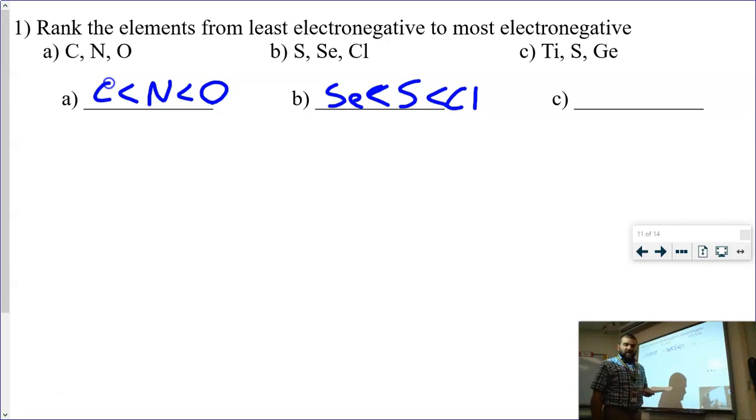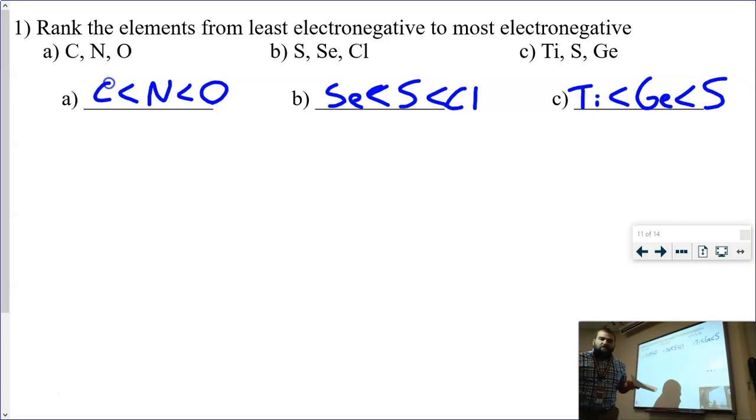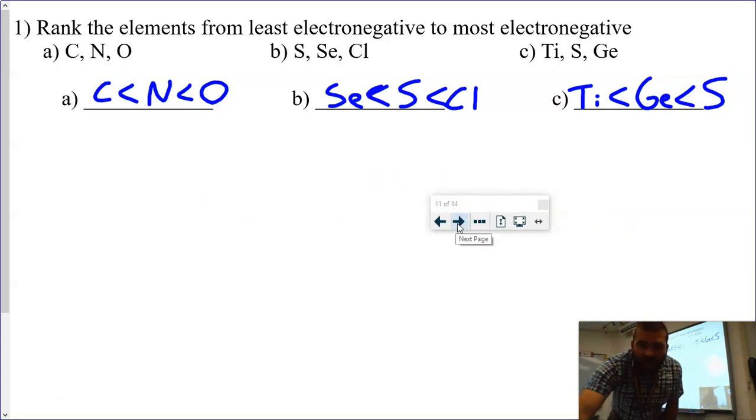Same kind of thinking, right? Which one of those is furthest down and left? Titanium. Which one of those is next in that sequence? Looks like germanium. And which one is furthest up and to the right? Sulfur. Okay? Now, use the trend when we're looking at these rankings. How can we figure out which one's more electronegative? It's going to be based on how far up and to the right it is on the periodic table.